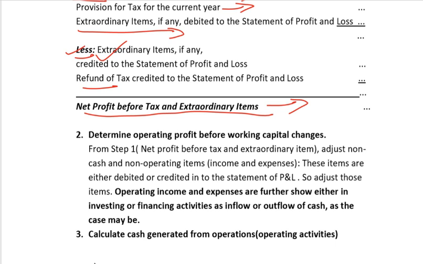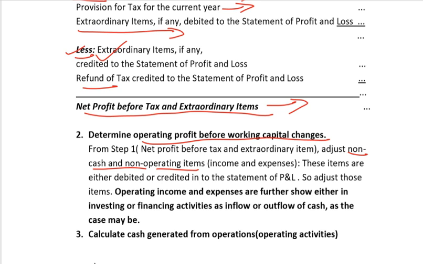Next step, we want to calculate what is the operating profit before working capital changes. These points we want to get next. We want to go to the next heading, operating profit before working capital changes. How can we move? From this profit, we have to adjust non-cash and non-operating items. Two items are there, non-cash and non-operating item.